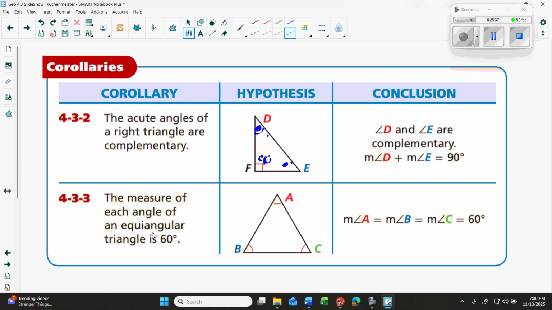And then the second one is for equiangular triangles, and that states that the measure of each angle in an equiangular triangle is 60 degrees. Why is that the case? All angles in a triangle add up to 180. If I have three angles that are the same size, I just divide 180 by 3, and I get 60.